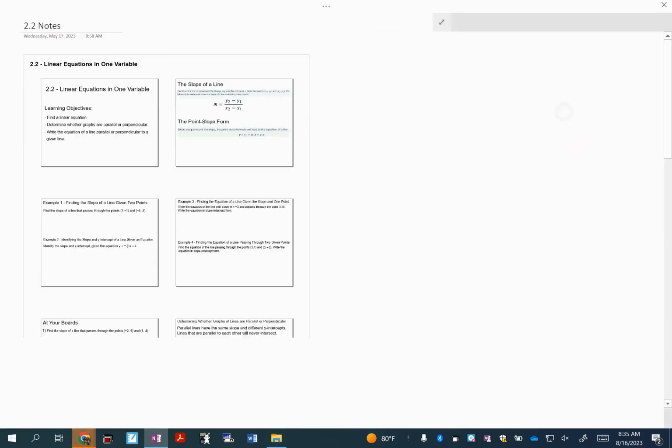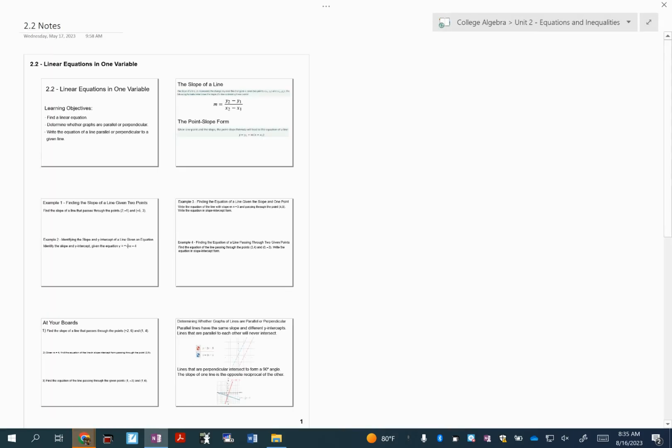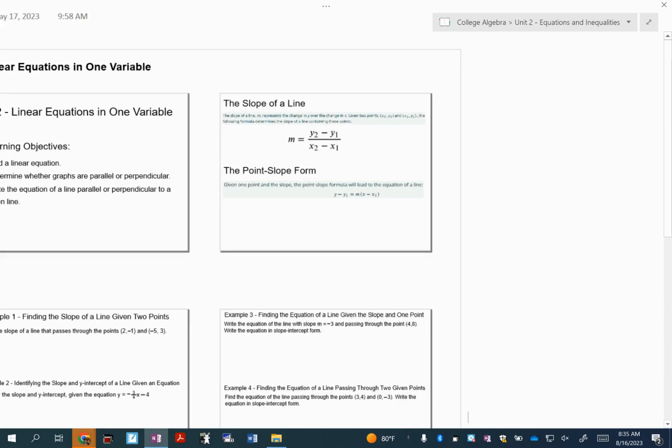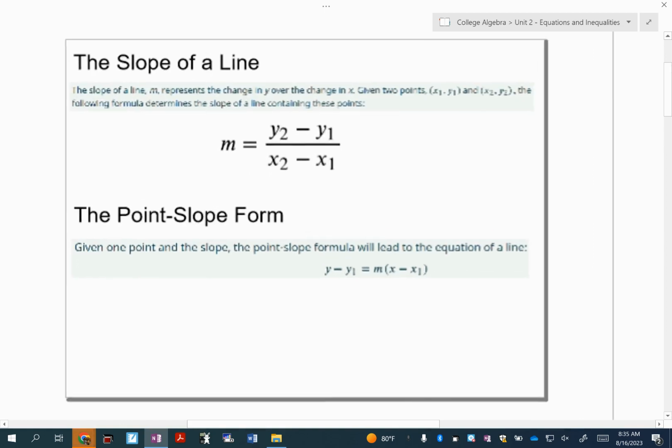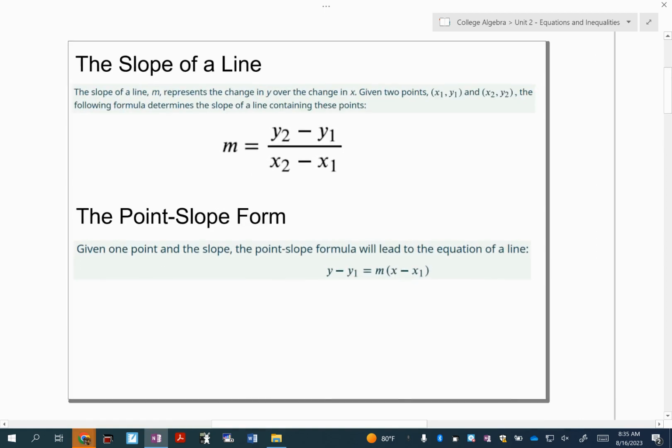In this video, we're going to start off by reviewing how to find a linear equation. What we did in class was we first looked at some formulas that you hopefully remember from your time in Algebra 1. We looked at the slope formula, which gives you the change in y over the change in x. And then we're going to be using point slope form, which is y minus y subscript 1 equals m times x minus x subscript 1.